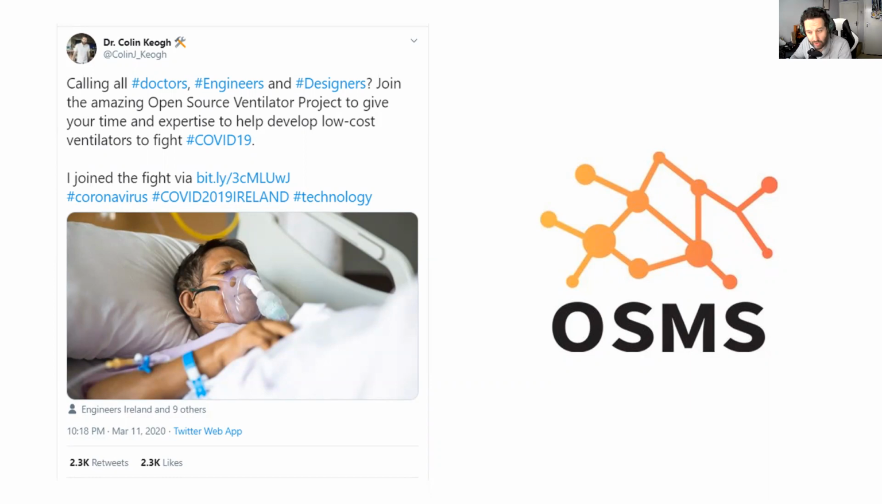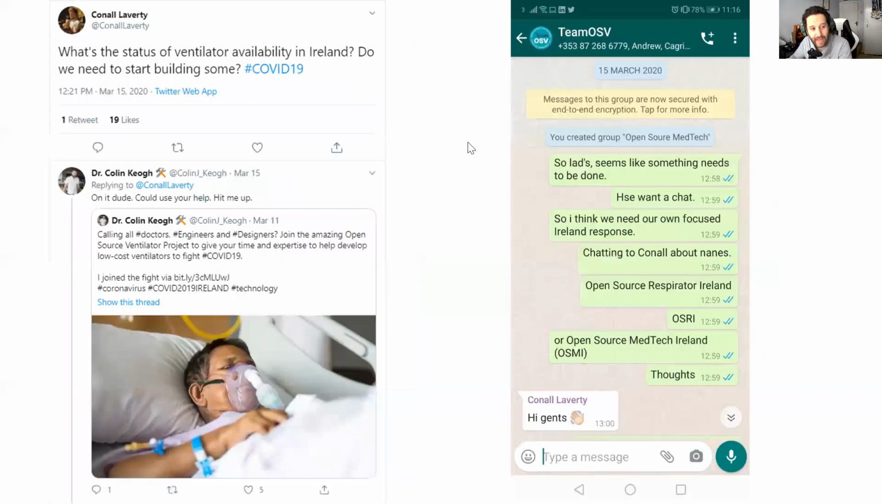Let's create our own one in Ireland so we could work an awful lot quicker. Open Source Medical Supplies was based in California. So we then created a kind of sister project that emerged from that, based in Ireland, called Open Source Ventilator at the beginning. And it kind of took off.